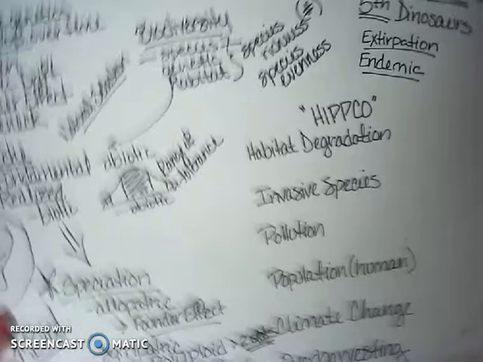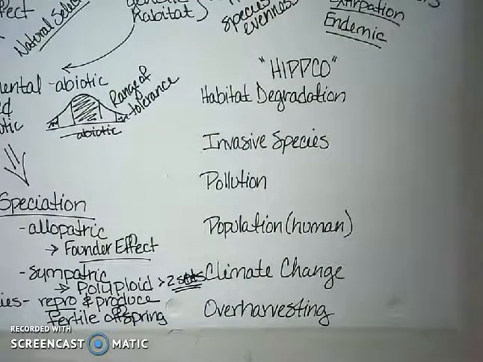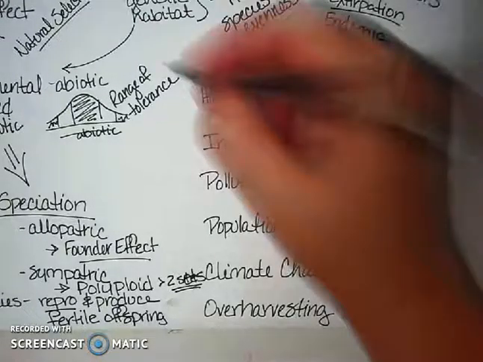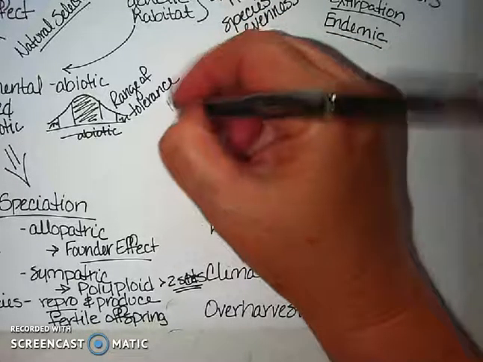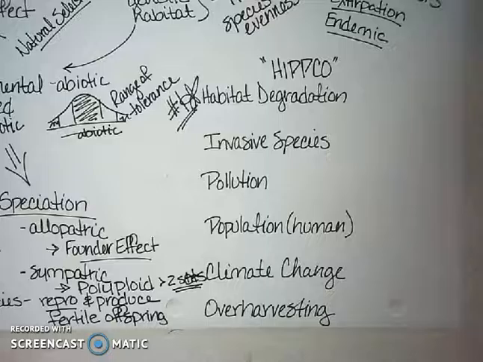Moving on. HIPCO. Hopefully you guys all remember HIPCO. These are the reasons we are losing biodiversity. These are the reasons we are currently in a mass extinction event. Habitat destruction is number 1. This is the number 1 reason. And when I put habitat destruction, I mean it can be anything. It can be habitat loss. We're reducing the size of their habitat.